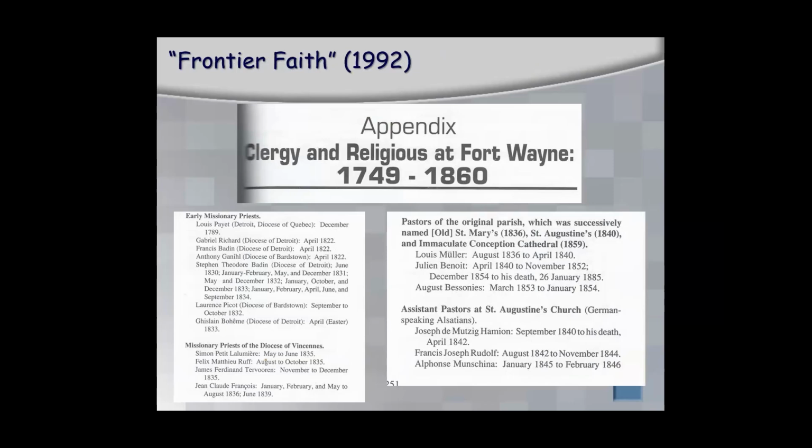So there's a book, Frontier Faith, that talks about all the various religions and faiths of not just Indiana, but Indiana and the surrounding Great Lakes area. This is an example of a great appendix. In the appendix of this book, which isn't obvious from the title page or the table of contents, but at the very bottom you can see it, is an appendix of all the clergy and religious at Fort Wayne for more than a century, and some documentation about it, 1749 to 1860. What a nice plus to a book that may help us find more records.